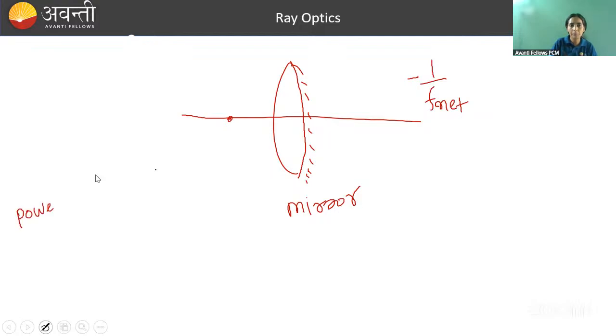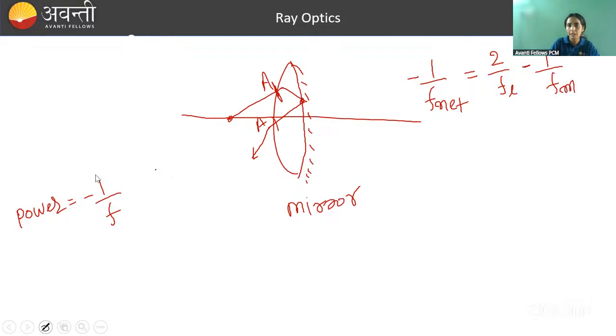And how do we write the power of a mirror? That is minus 1 by f. Power of a lens we write as 1 by f, but for a mirror, you give a negative sign. So that is why I wrote minus 1 by f net. How many times will refraction occur here and here? Two times. So here you will write 2 by f lens. Again, one reflection is occurring, so minus sign again, 1 by f mirror. So this will be the formula used to calculate the net focal length of the system given over here.